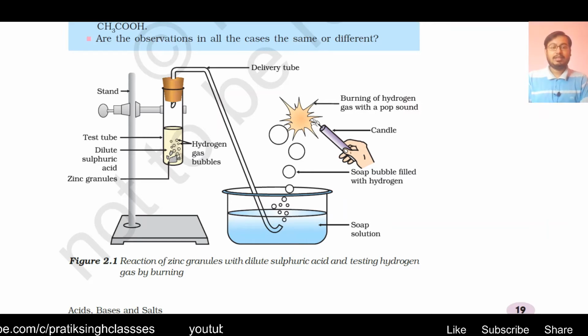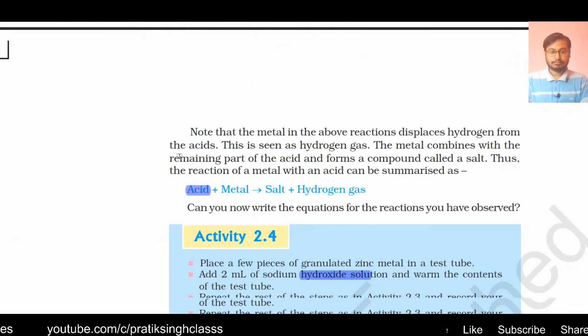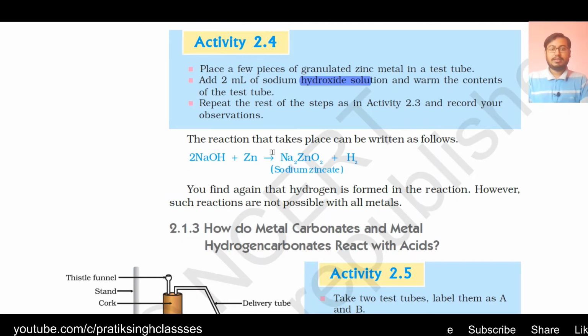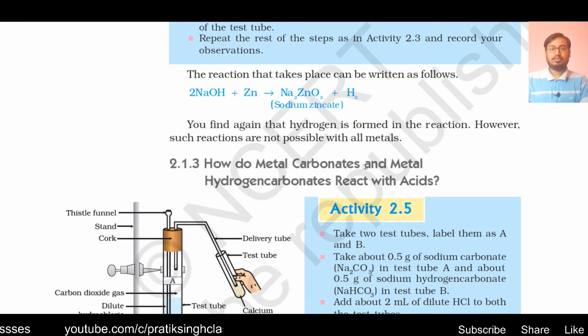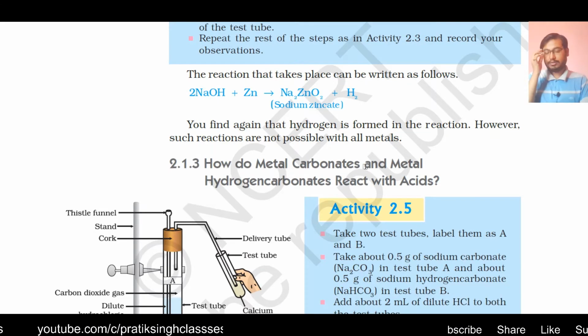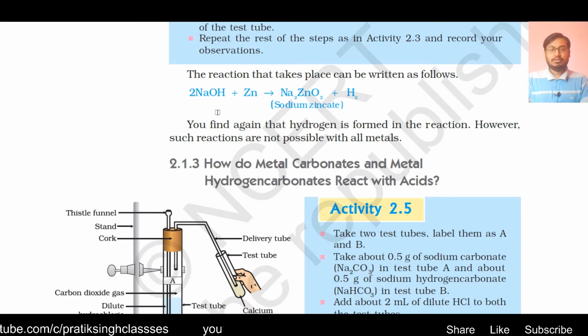And then we have to use the same zinc granules, and you have to find out whether the zinc granules have reacted in the same way or in a different way, or whether the reaction has really happened or not. The reaction that takes place can be written as follows: NaOH plus Zn makes Na2ZnO2 plus H2. This is a complete balanced equation. In the first unit we have studied how to balance a chemical equation. So here, as you can see, from NaOH hydrogen comes out.